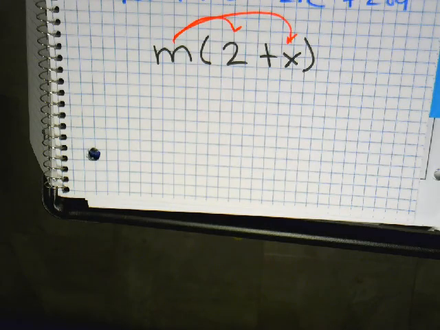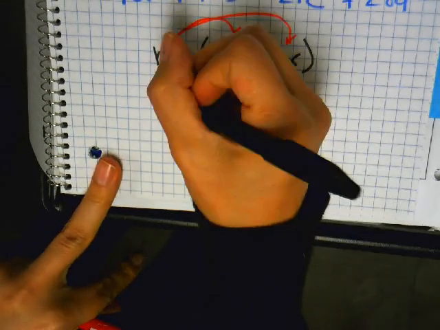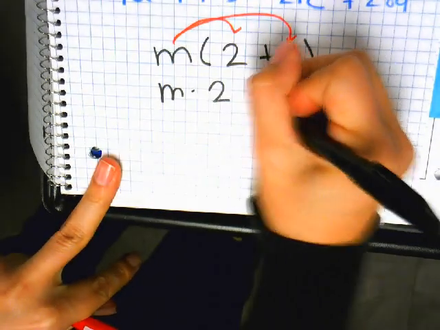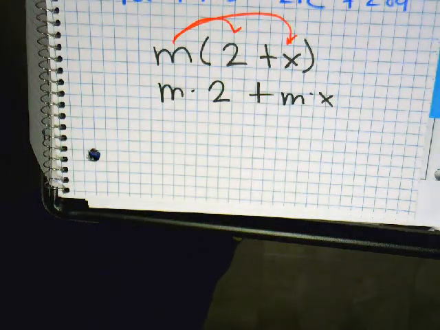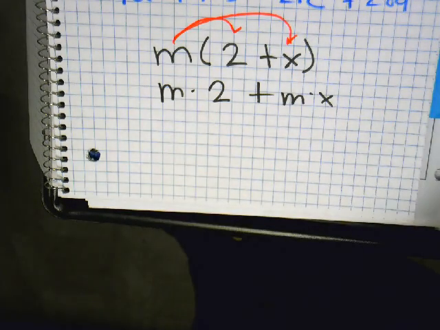So, I distribute the M to everybody. And M is a number that I don't know. So, M times 2 plus M times X. What's M times 2? 2M.